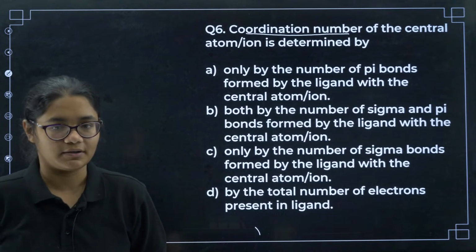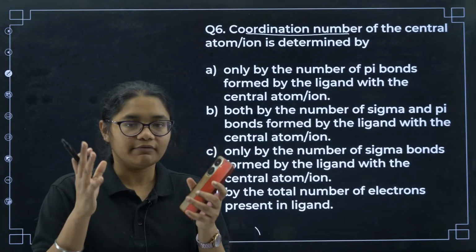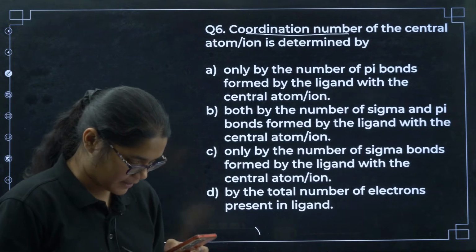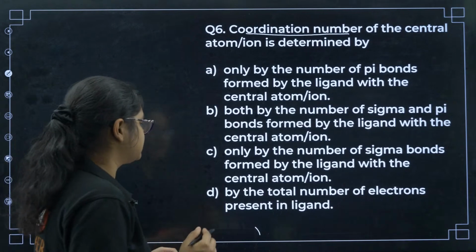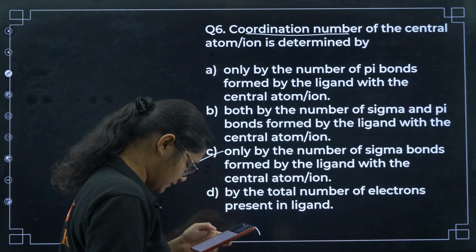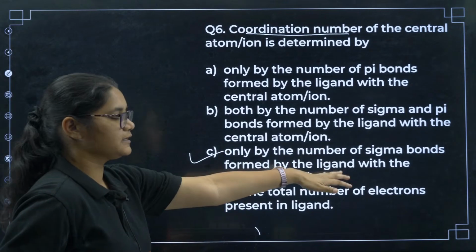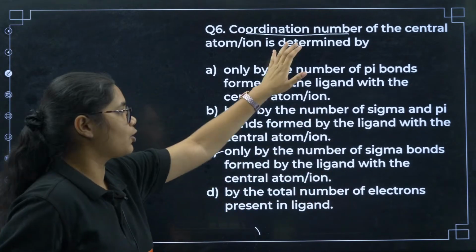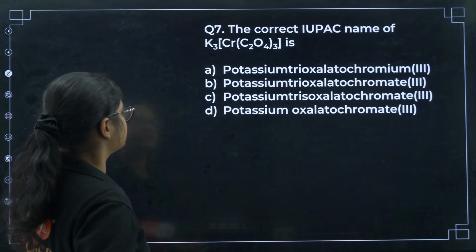The coordination number depends on the metal and the ligand. So which bond is considered? Sigma bond, pi bond, or both sigma and pi bond? Yes, C is the correct answer. Mr. Artist has the correct answer here. The number of sigma bonds determines the coordination number. Pi bonds are not counted while determining the coordination number.